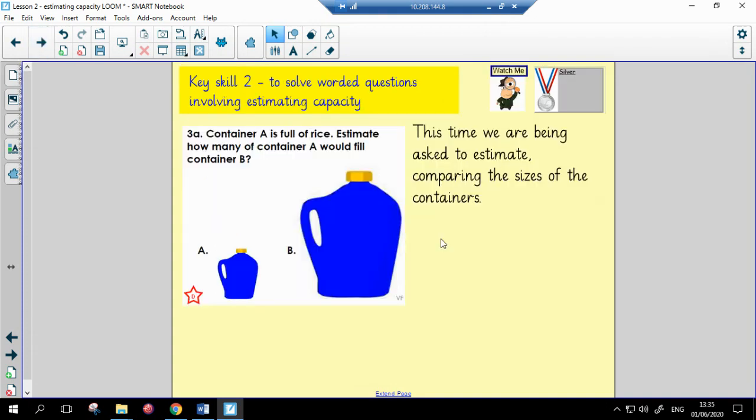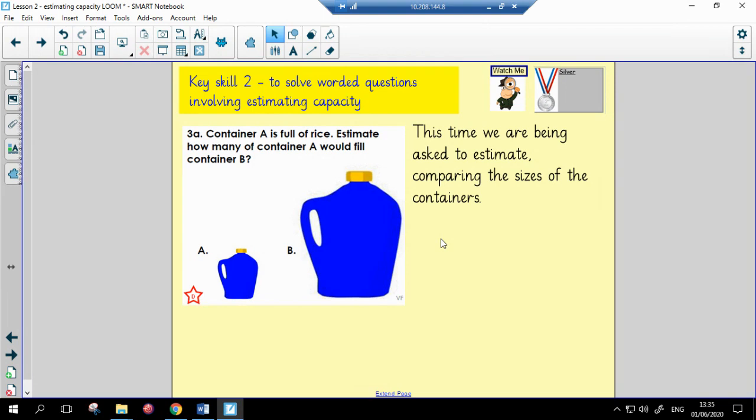So for skill 2, this is the question that we're given. Container A is full of rice. Estimate how many of container A would fill container B. This time we're being asked to estimate when we're comparing the sizes of the containers.